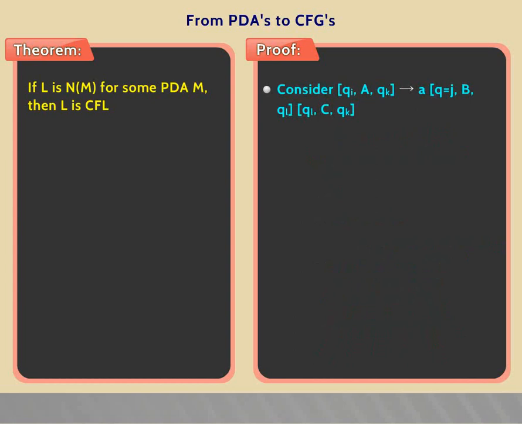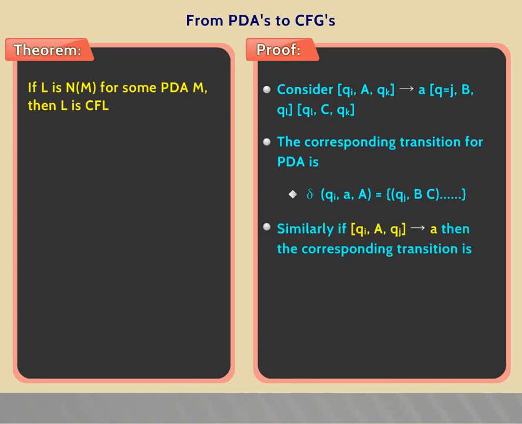Consider (qi, a, qk) provides a (qj, b, ql)(ql, c, qk). The corresponding transition for the PDA is δ(qi, a, A) = (qj, BC), and so on. Similarly, if (qi, a, qj) provides a, then the corresponding transition is δ(qi, a, A) = (qj, λ).